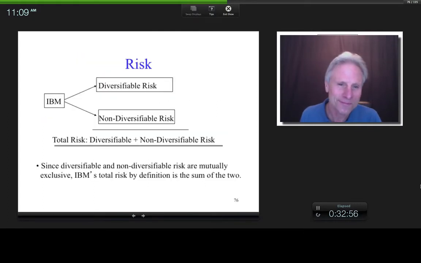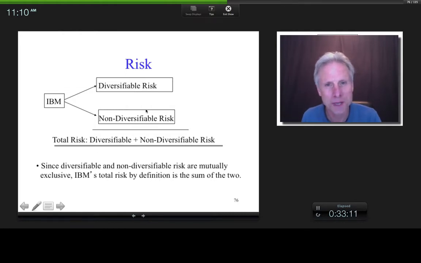So here's my question. When it comes to a single security, is it fair to say that risk is either diversifiable or it's not diversifiable? Can it be both at the same time? I want to get into a deep philosophical discussion here. Can a door be open and shut at the same time?